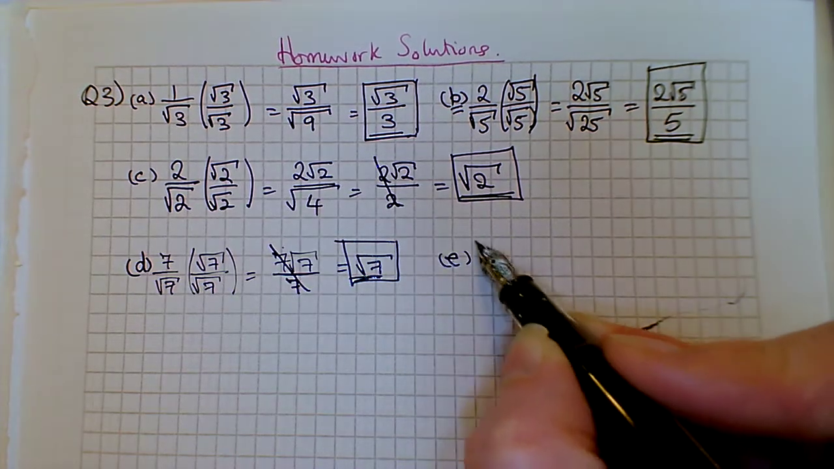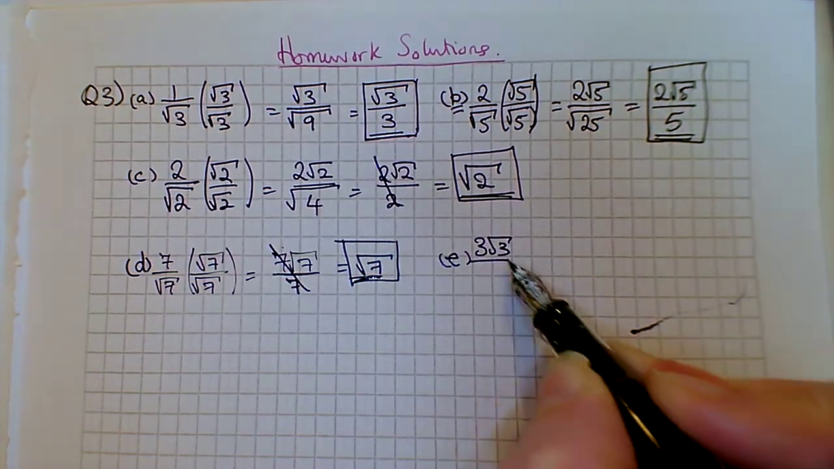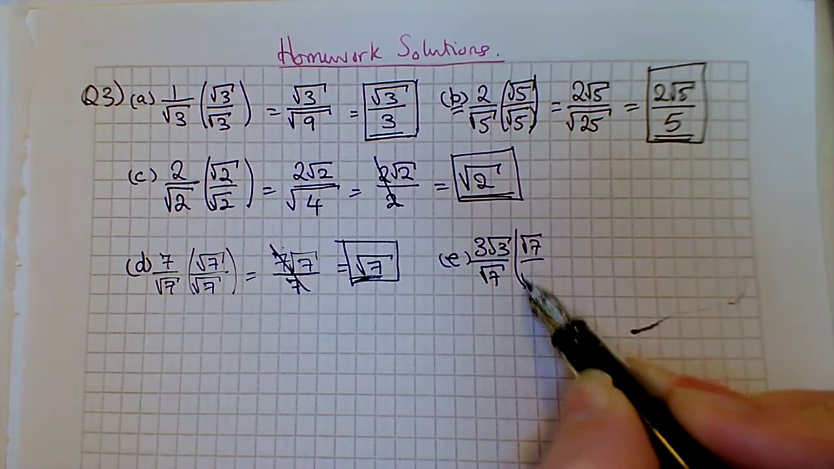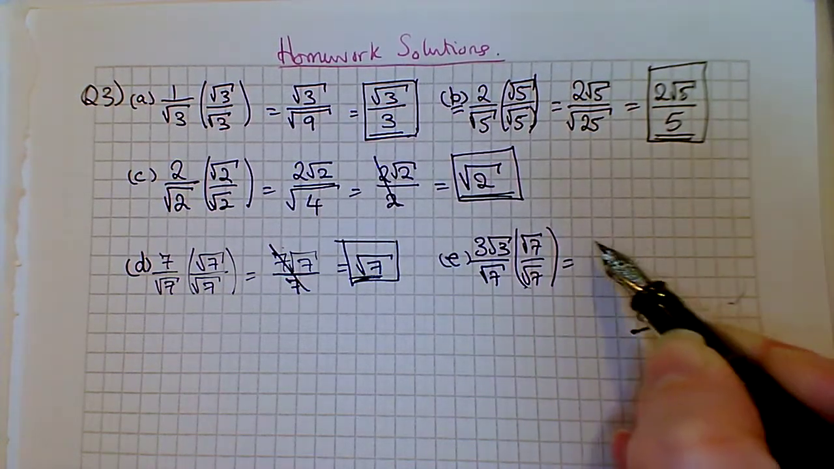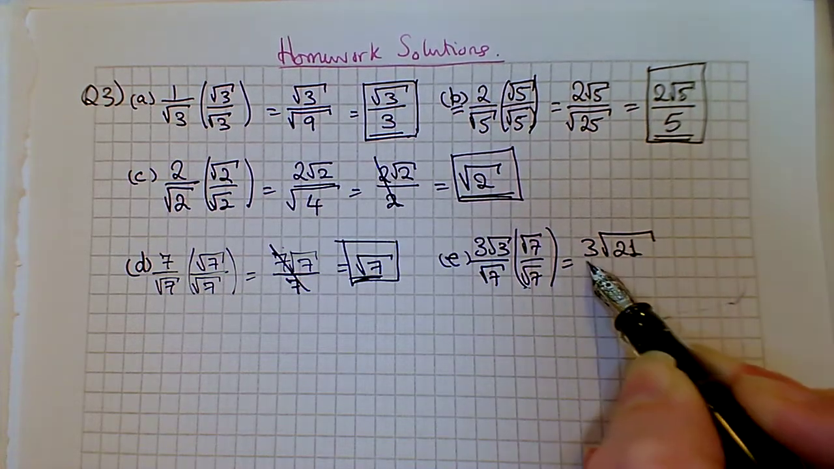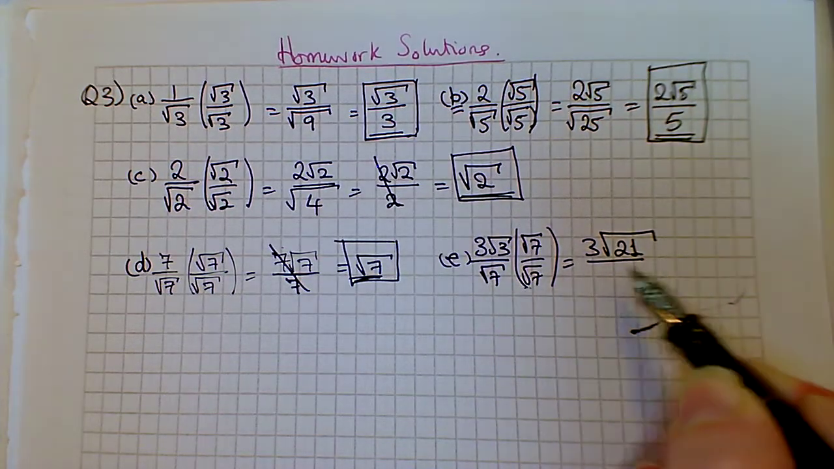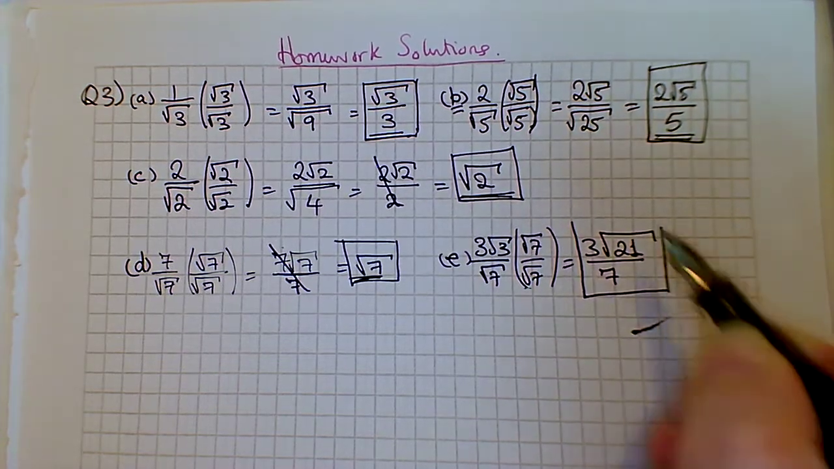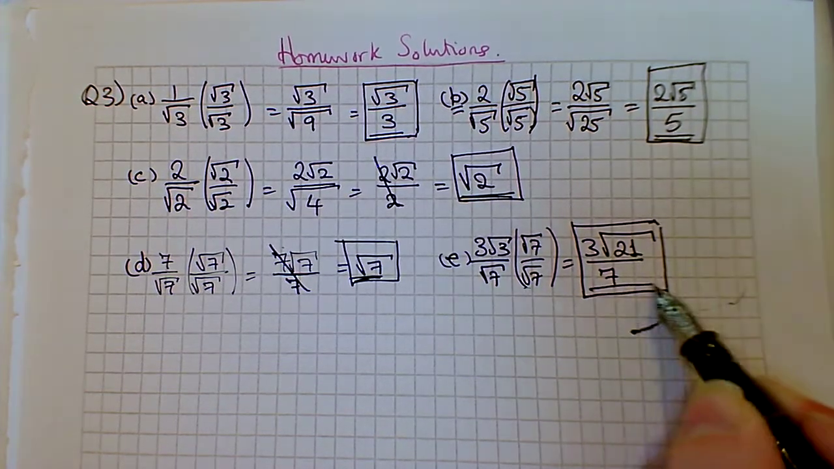Part E, 3 root 3 over the square root of 7. Multiply the top and the bottom by the square root of 7. We get 3 times the square root of 3 by 7 is 21 over root 7 by root 7 is just 7. And you just leave it like that. There's no need to go any further.